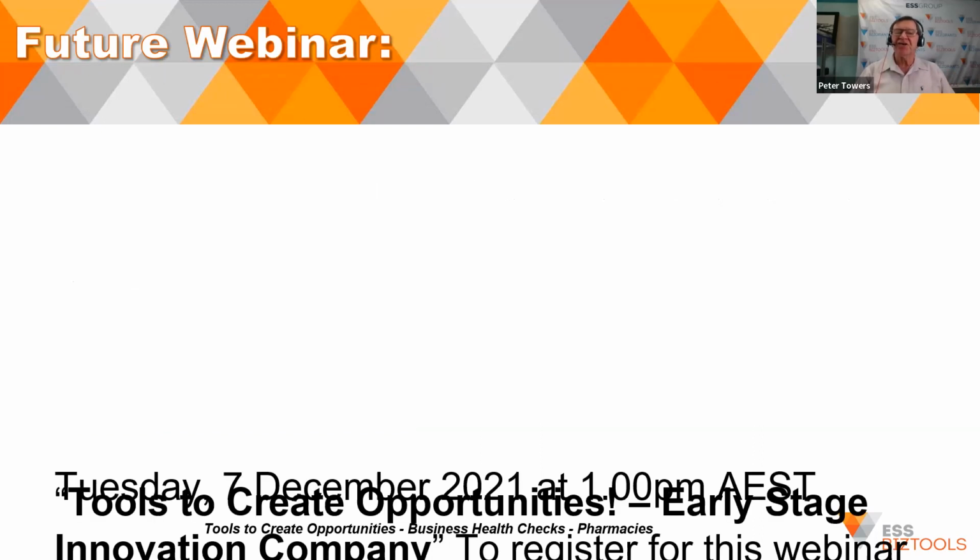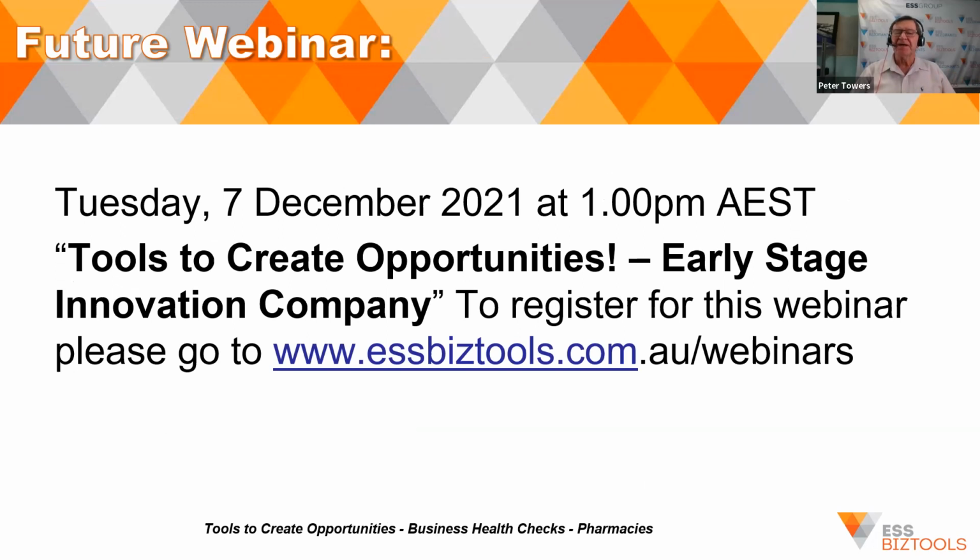Our next webinar in this series is on Tuesday, the 7th of December, early stage innovation companies. Now, if you don't know anything about early stage innovation companies, can I respectfully suggest it's about time you found out, because this is really targeted at SMEs. It's targeted at people who have undertaken some research and development. Their turnover is under $200,000 in the previous 12 months. Their expenditure is under $1 million for the previous 12 months. They've been doing a research and development type activity, and they've realized they need more money. Where are they going to get it?